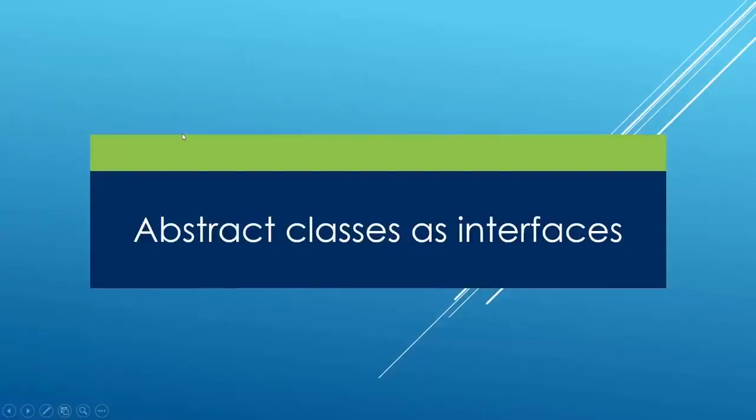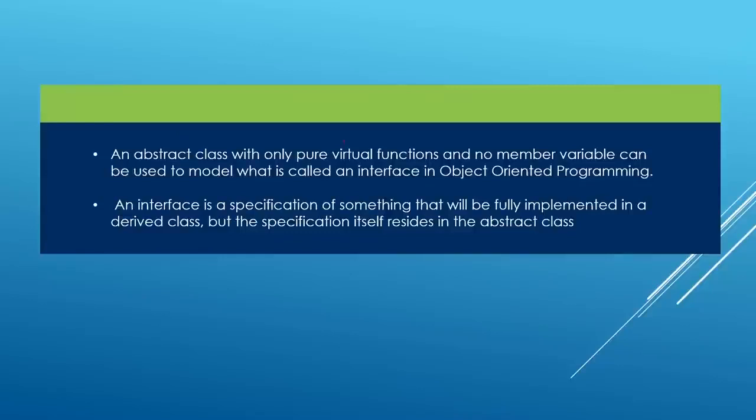In this lecture, we're going to see that we can model interfaces in C++ using abstract classes. I know there are a lot of things that might not make sense in what I just said, so let's break this apart. An interface can be thought of as an abstract class with only pure virtual functions and no member variable. So if you have a setup like that, you can call that thing an interface.